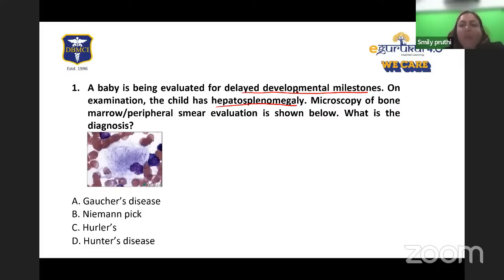Okay, let's continue. Microscopy of bone marrow, peripheral smear evaluation is shown below. You can see the image. Can you see this cotton ball like or crumpled tissue paper appearance, right? When I say crumpled tissue paper appearance, the diagnosis is very clear to you. So what is the diagnosis? Diagnosis is Gaucher's disease. What is Gaucher's disease? It is the most common lysosomal storage disease.